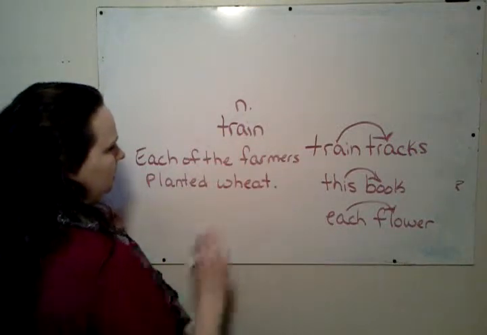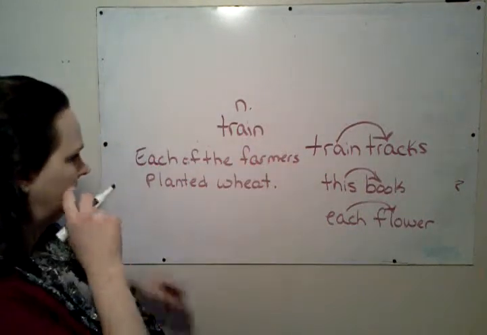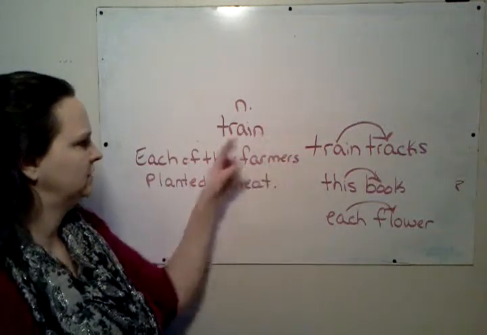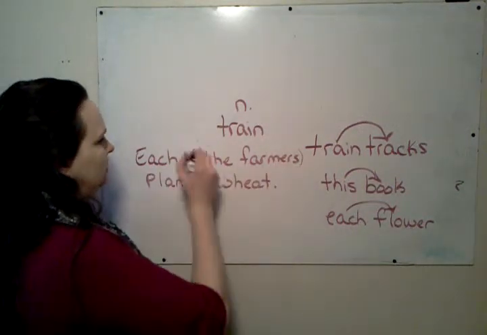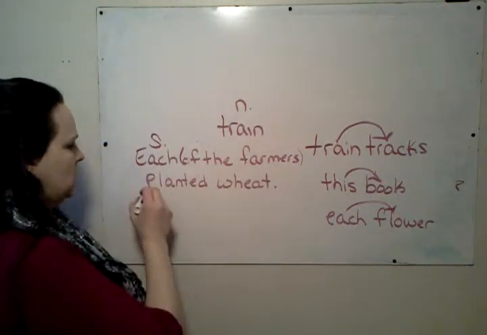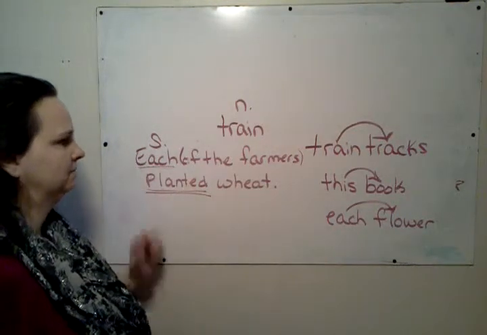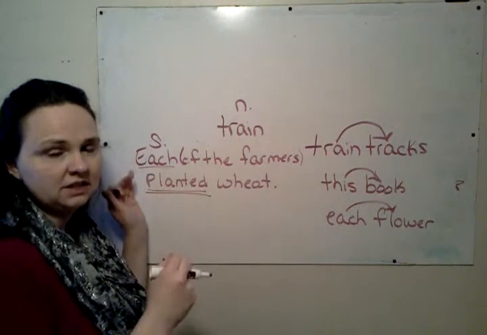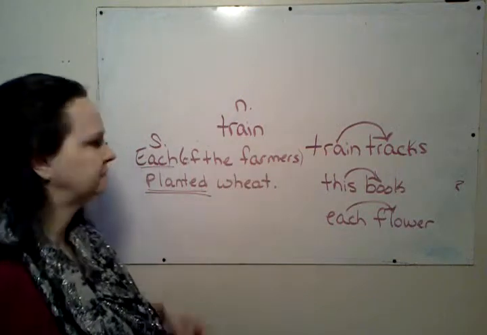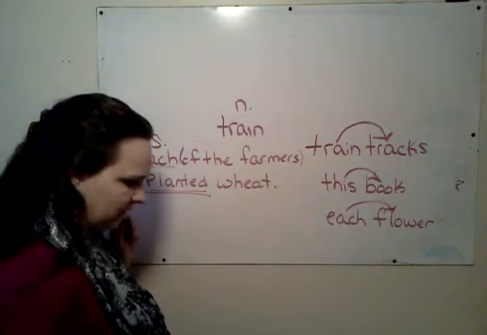Okay. Now, if I had each farmer planted wheat, that would be an adjective like this. But that's not what I have here. Of the farmers is a prepositional phrase, and the subject of a sentence can never be in a prepositional phrase. So each is the subject, planted is the verb. Each planted. That means each is the subject. That means each is being a pronoun because it's replacing the noun. Whoever each is being replaced by the word each, so that's a pronoun.